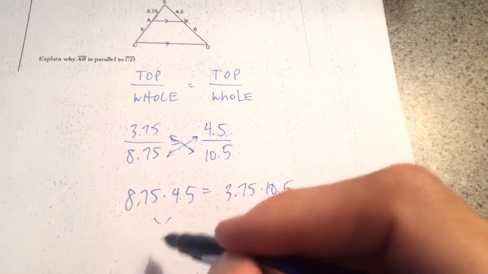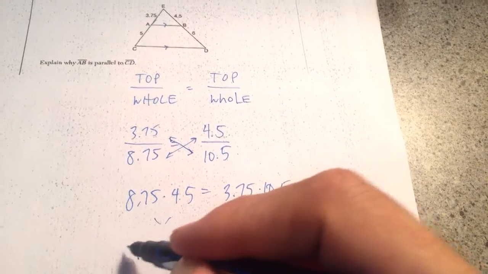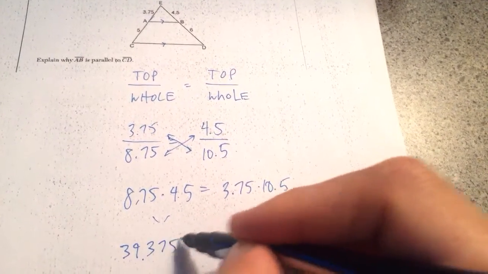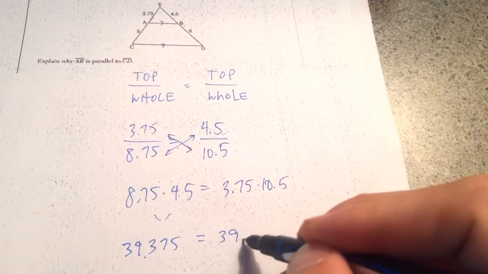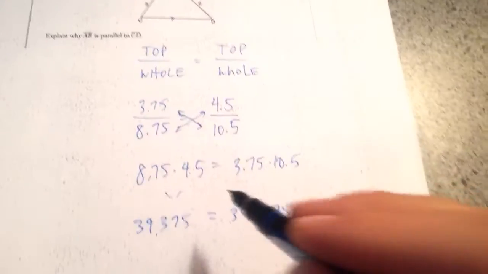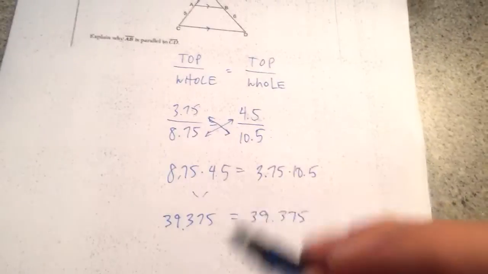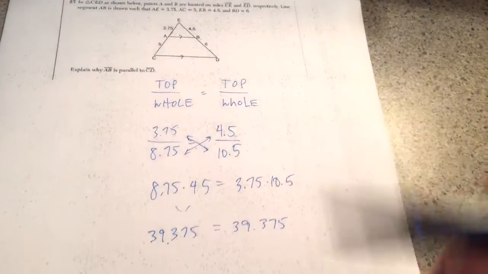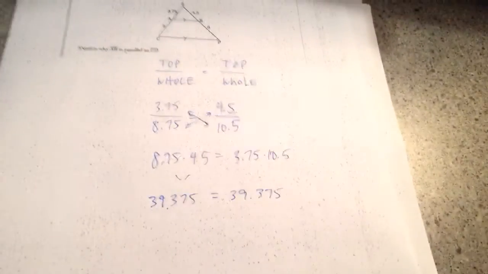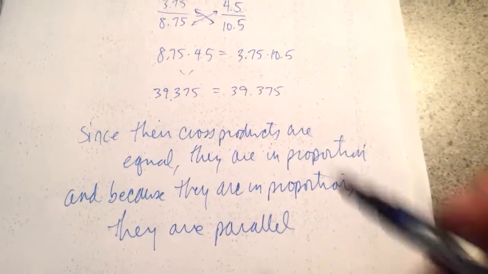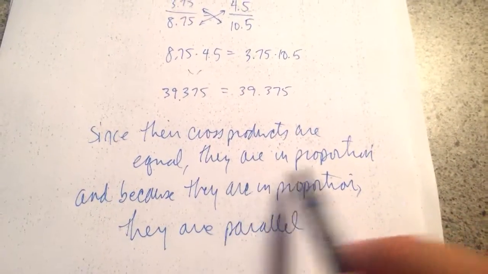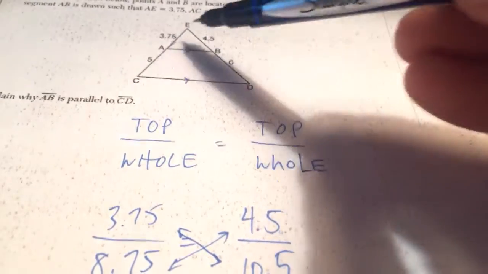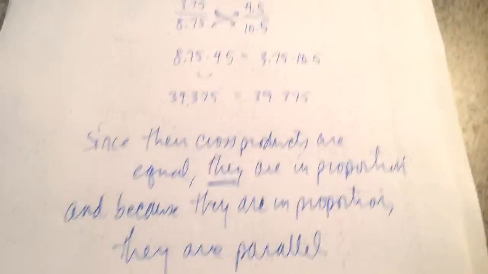Using my calculator, you will see that this is 39.375, 39.375. So since these cross products are equal, these are in proportion, and if these are in proportion, these lines are parallel. Your explanation would look something like this. Now, since their cross products are equal, they are in proportion. What I mean by they are these segments.